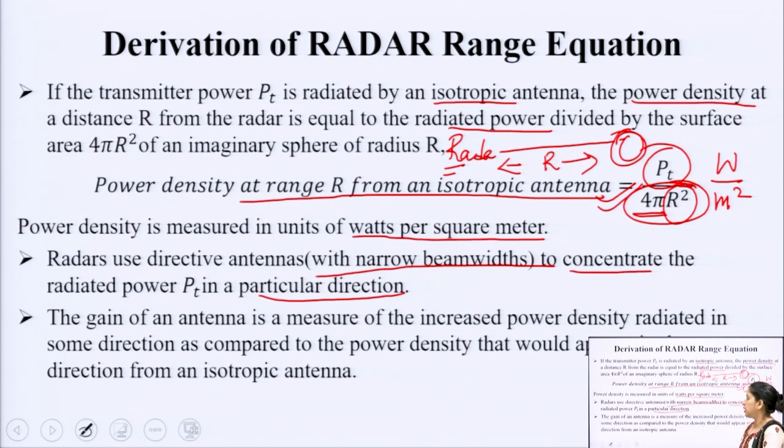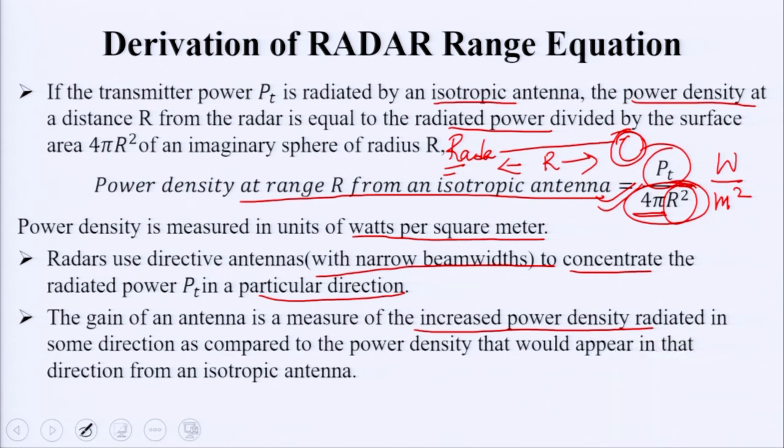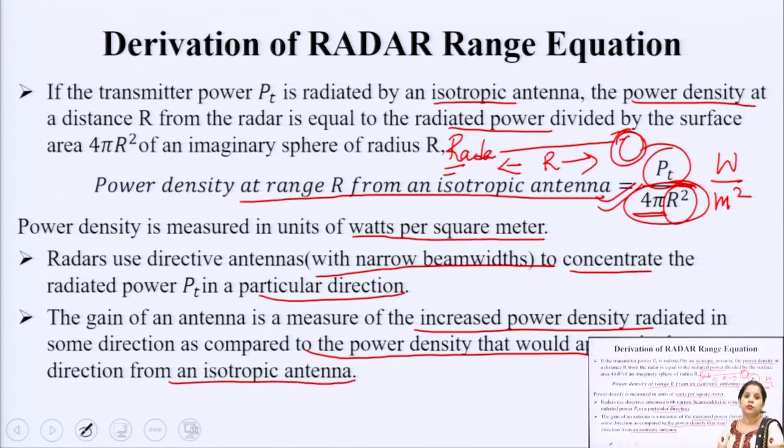Now comes the gain. Gain of an antenna is a measure of the increased power density radiated in a direction as compared to the power density that would appear in that direction from an isotropic antenna. Since we know the antenna is a passive component.